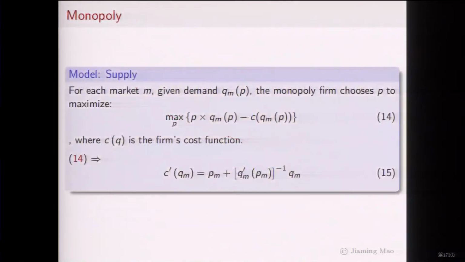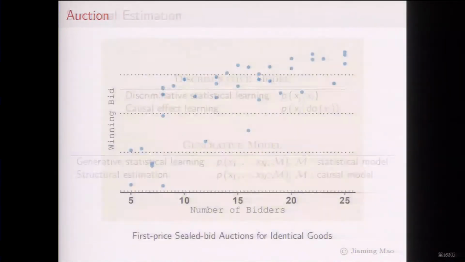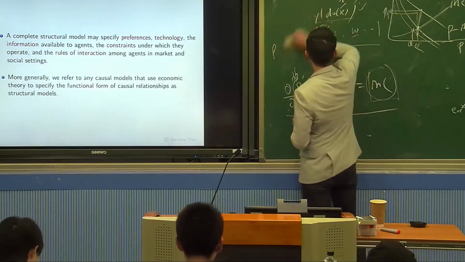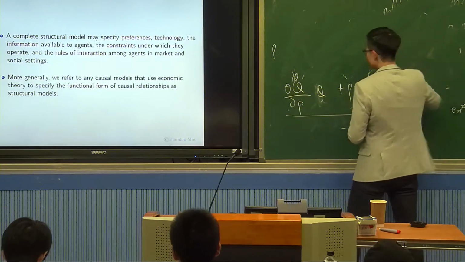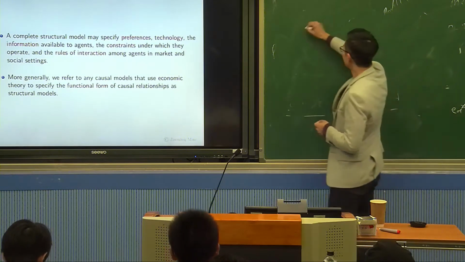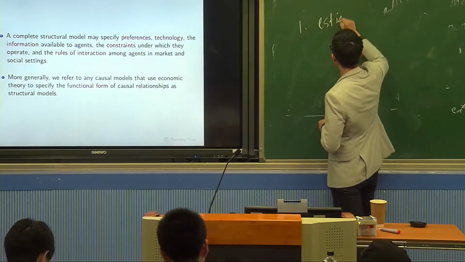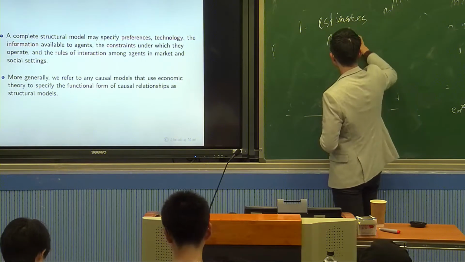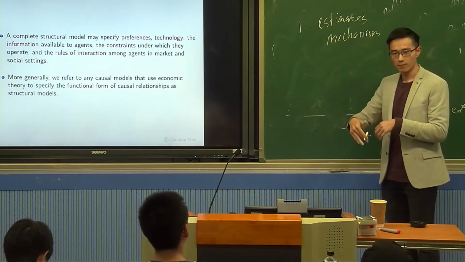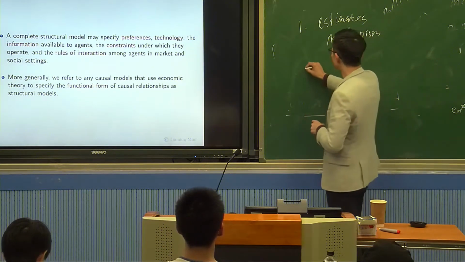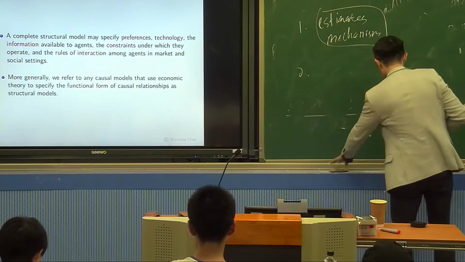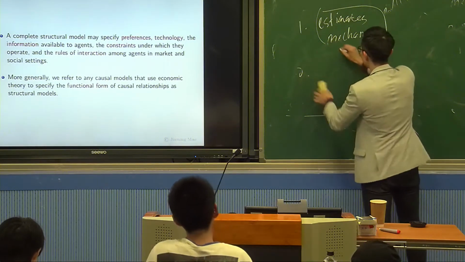Okay, going back, let's summarize a little bit. What does a structural model do, and why is it different from reduced form? First of all, a structural model estimates the mechanism, and the mechanism is specified by economic theory.